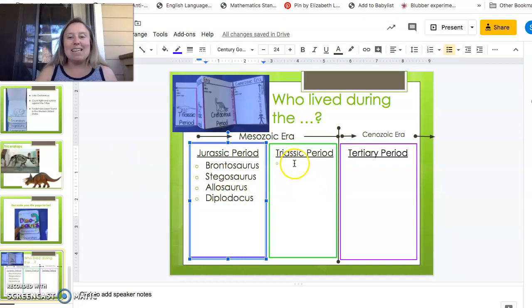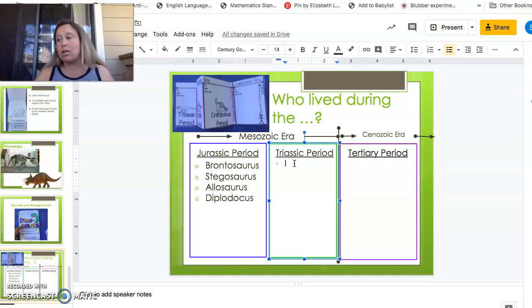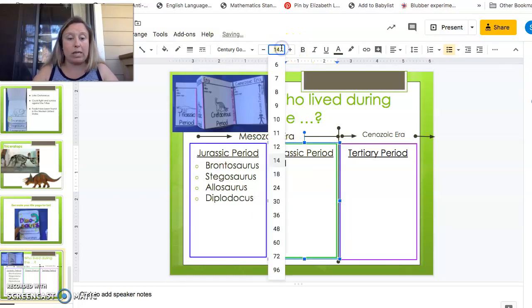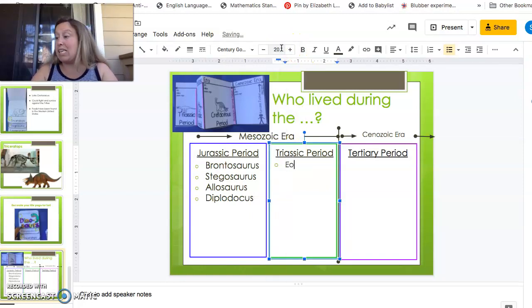All right. Next, we actually did not find any dinosaurs in our notes. There are 500 types of dinosaurs, but none in our notes that lived during the Triassic period. This is a very early time in dinosaurs. So one of the first dinosaurs we encountered during this time was the Eoraptor.